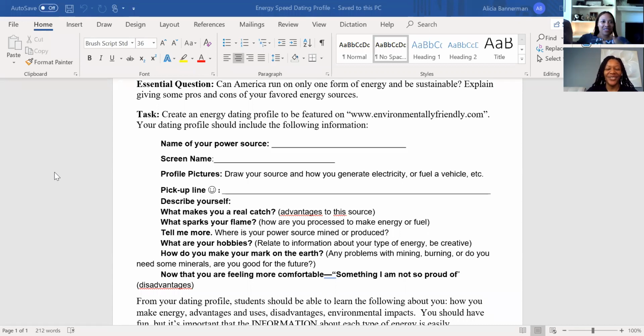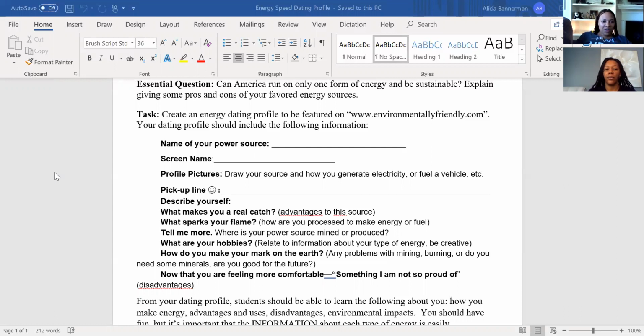What sparks, I'm just kidding, you guys. If you have wind, then you know that is true. What sparks your flame? So how is it processed? How is the energy being created? That's what you're going to say. But please, please, please make this as creative as possible. If we were giving you a research paper, we would say research paper, but we are doing a dating profile. So that adds creativity, and there's a little bit more of a stretch in your imagination on this, okay?